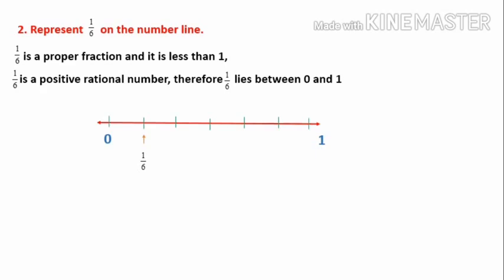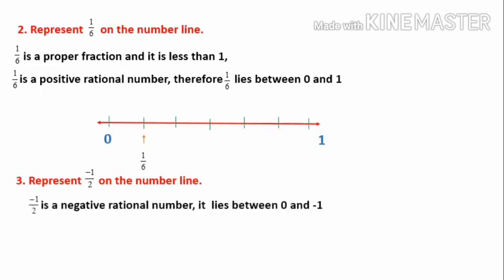Next, we shall discuss how to represent minus 1 by 2 on the number line. Here, minus 1 by 2 is a negative rational number and it lies between 0 and minus 1. For representing minus 1 by 2 on the number line, draw a number line with endpoints 0 and minus 1. Because minus 1 by 2 lies between 0 and minus 1. Since the denominator of the given fraction is 2, we have to divide the space between 0 and minus 1 as 2 equal portions. And the position of minus 1 by 2 is here.